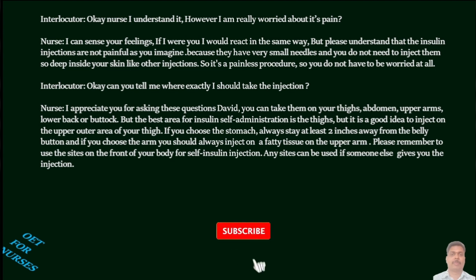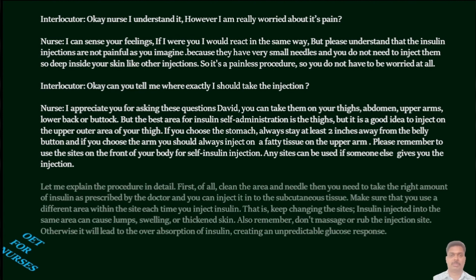But the best area for insulin self-administration is the thigh. It is a good idea to inject on the upper outer area of your thigh. If you choose the stomach, always stay at least 2 inches away from your belly button. And if you choose the arm, you should always inject on fatty tissues on the upper arm. Please remember to use the sides on the front of your body for self-insulin injection. Any sides can be used if someone else gives you the injection.